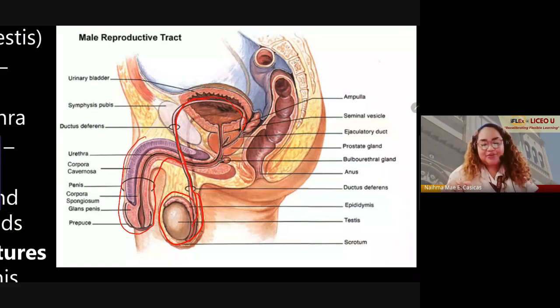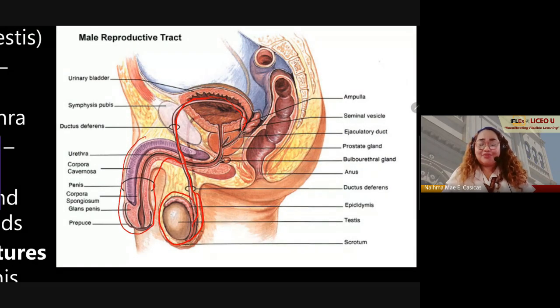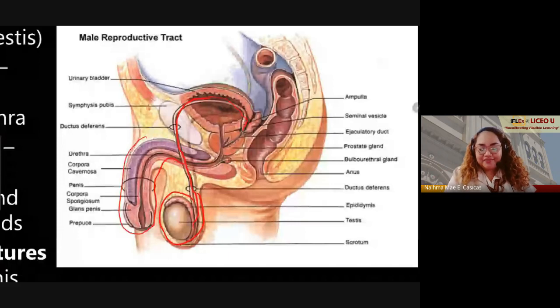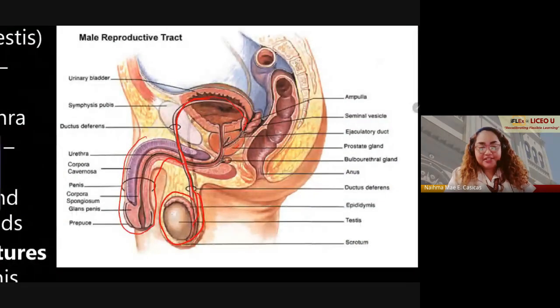So, why is vasectomy done? This is done among males who no longer want to have children. That is vasectomy. Now, this is connected again to the seminal vesicle and also to the prostate because the sperm should have a vehicle. Okay? The sperm is released inside the vagina of the female.